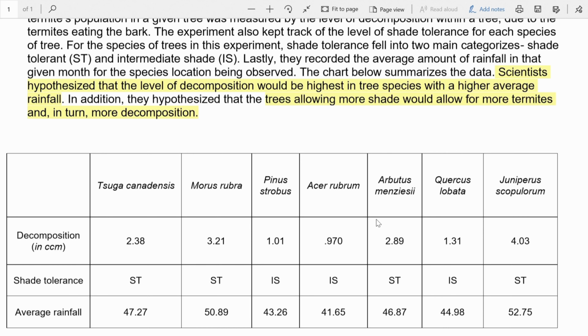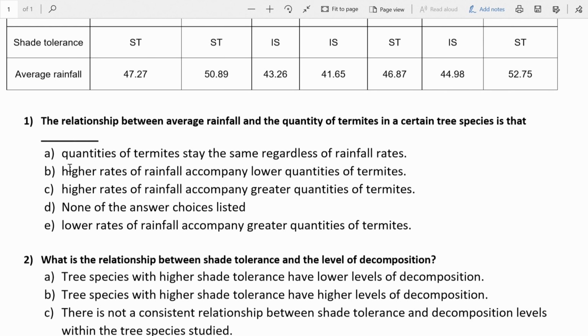The first question: the relationship between average rainfall and the quantity of termites in a certain tree species is that... Okay, so we're given the options: quantities of termites stay the same regardless of rainfall rates. Higher rates of rainfall accompany lower quantities of termites. Higher rates of rainfall accompany greater quantities of termites. None of the answer choices listed. Lower rates of rainfall accompany greater quantities of termites.